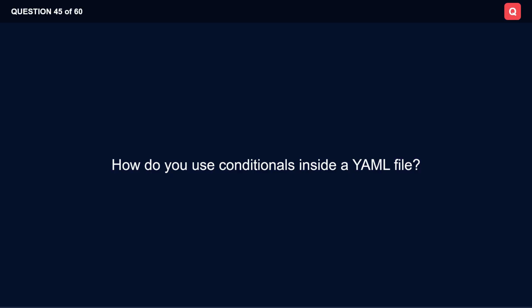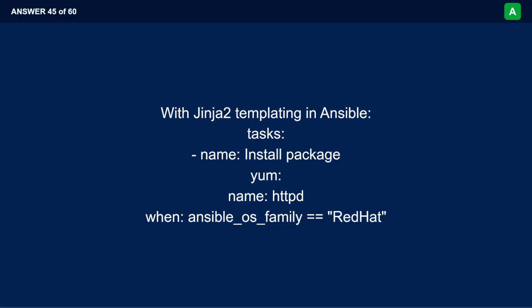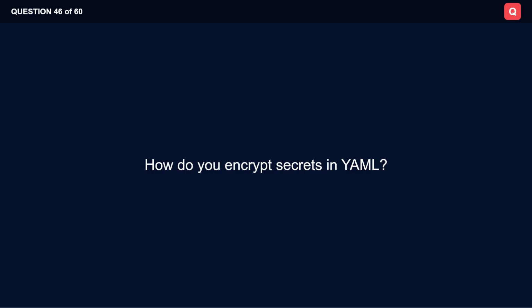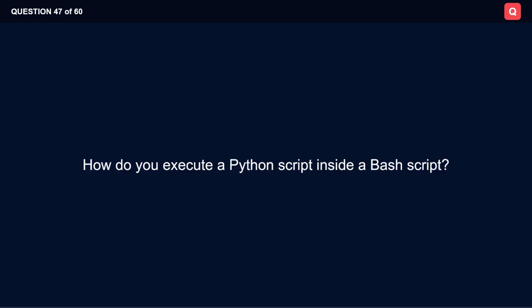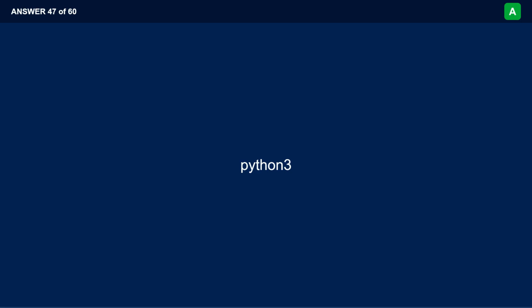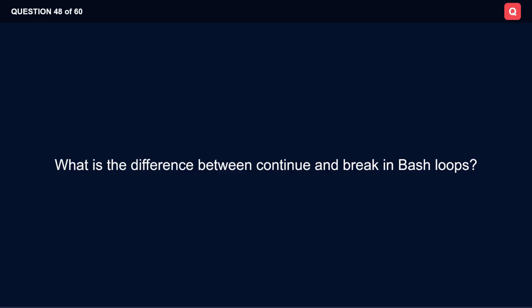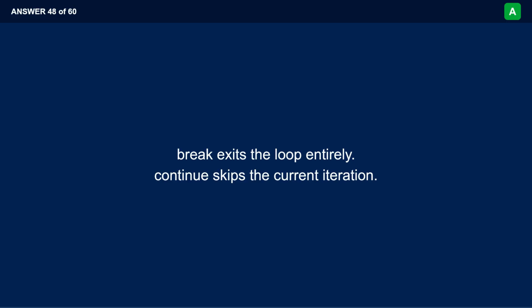How do you use conditionals inside a YAML file? With Jinja2 templating and Ansible: tasks: - name: Install package, yum: name=httpd, when: ansible_os_family == "RedHat". How do you encrypt secrets in YAML? Use Ansible Vault to encrypt secrets.yaml. How do you execute a Python script inside a Bash script? python3 script.py. What is the difference between continue and break in Bash loops? Break exits the loop entirely, continue skips the current iteration.